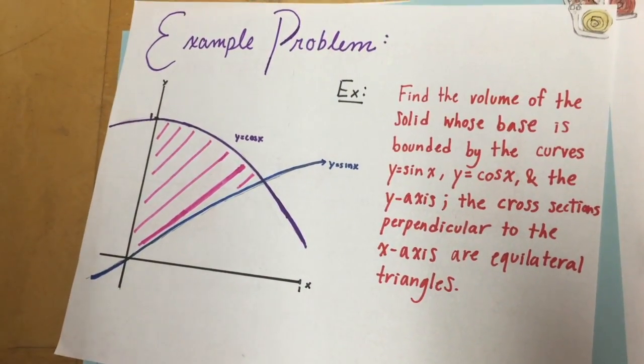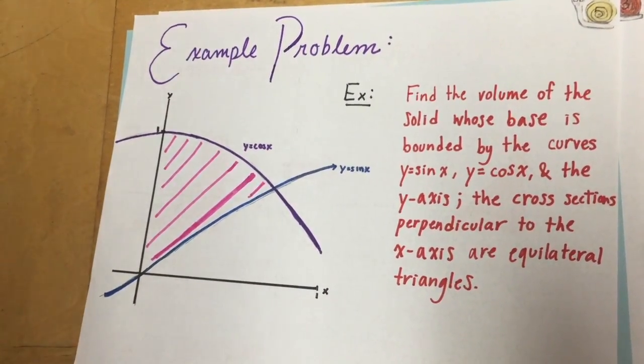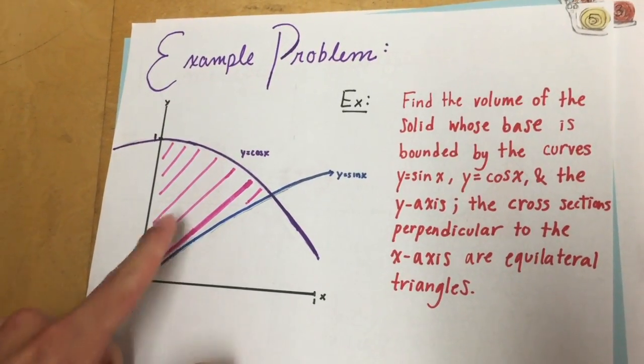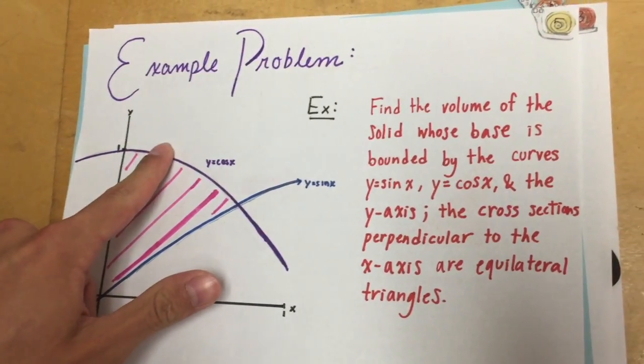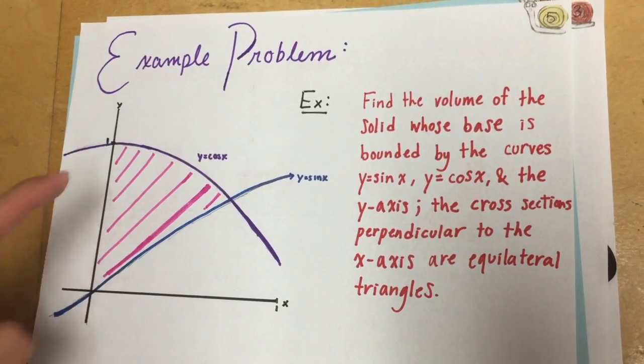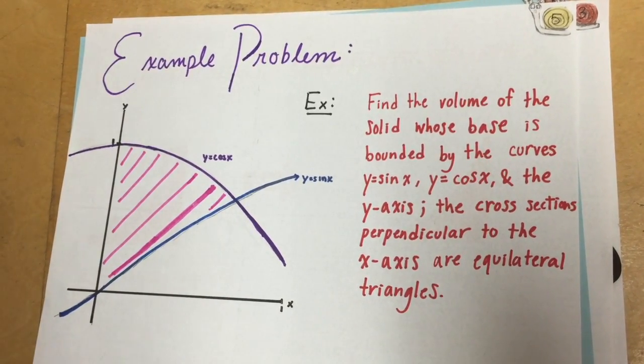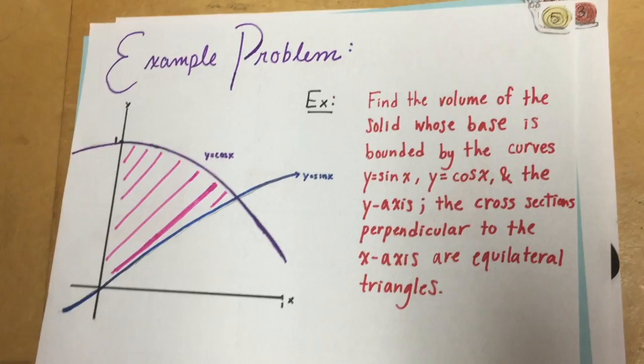So our example problem is to find the volume of the solid whose base is bounded by the curves y equals sine of x and y equals cosine of x and the y-axis. The cross-sections are perpendicular to the x-axis and they are equilateral triangles.